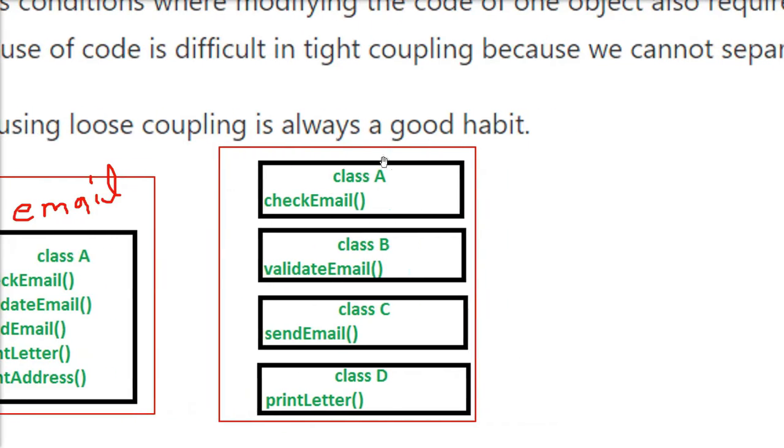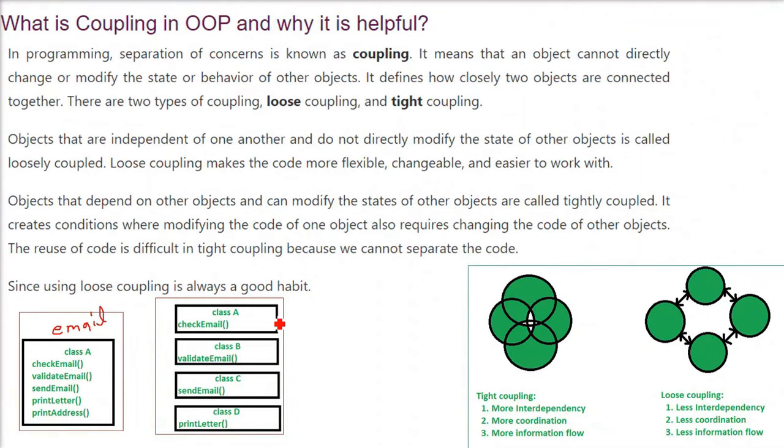But now somebody does it like this. In class A, he wrote the check email function. In class B, he wrote validate email. Now the problem is, when I create the object of class A, object of class B and object of class C, for example, if I'm saying object 3, I want to send email. Just assume that before that it has to be validated.